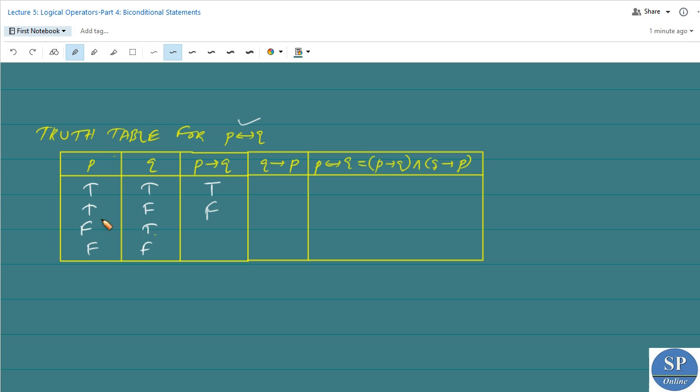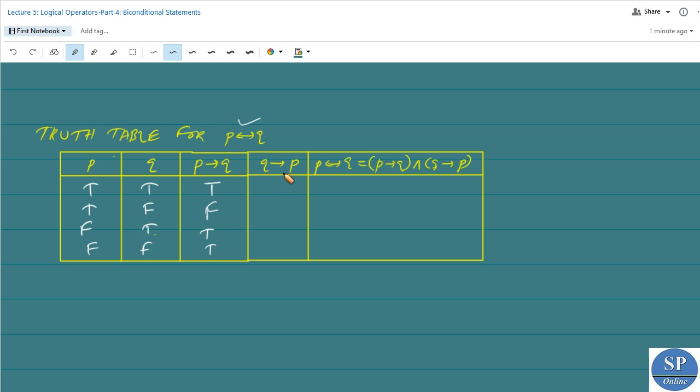And when the truth value of P is F and the truth value of Q is T, then the truth value of P implies Q is T, because if P is false, then the implication is true. And if the truth values of P and Q are both F, then the truth value of P implies Q is T. We already discussed this in the previous lecture.